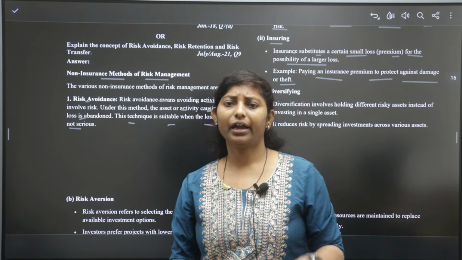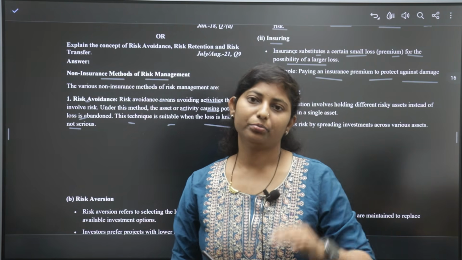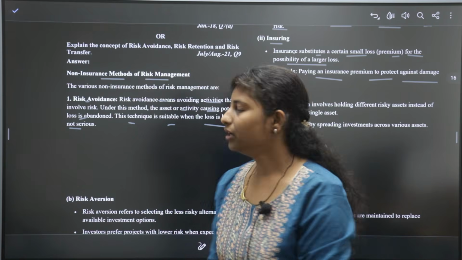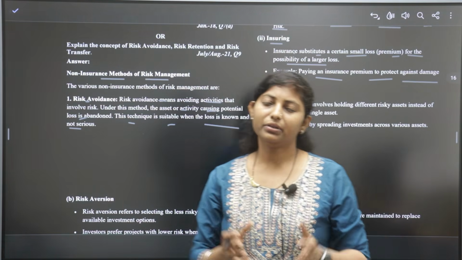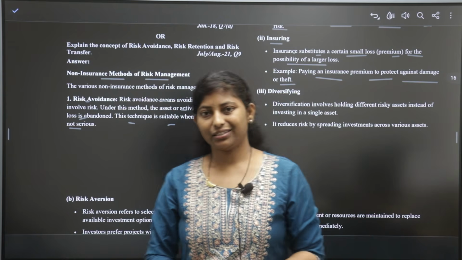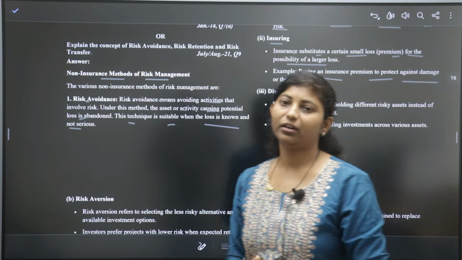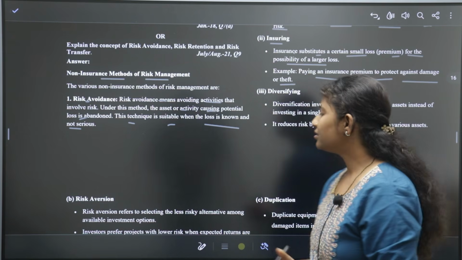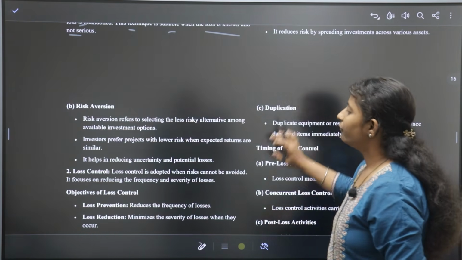Diversifying is nothing but, as I already told, all the eggs should not be kept in one basket; they should be kept in different baskets. Same thing: if our funds are there in our company, we need to invest in different assets and different securities. If one gets lost, we can get benefits from the others, and we can cover and manage such risks and losses.